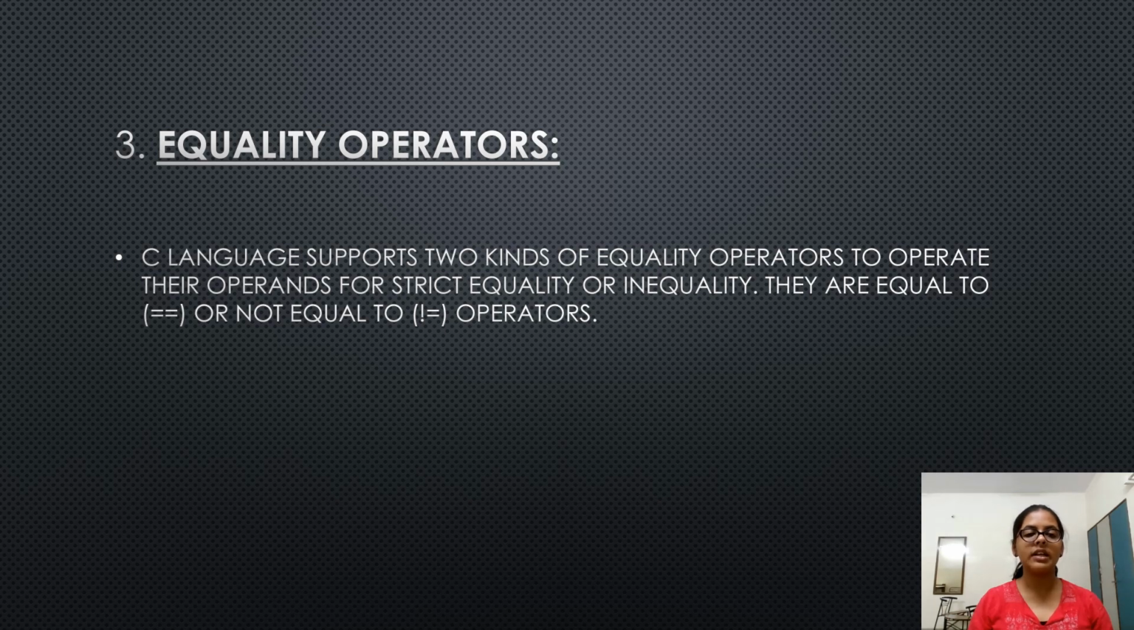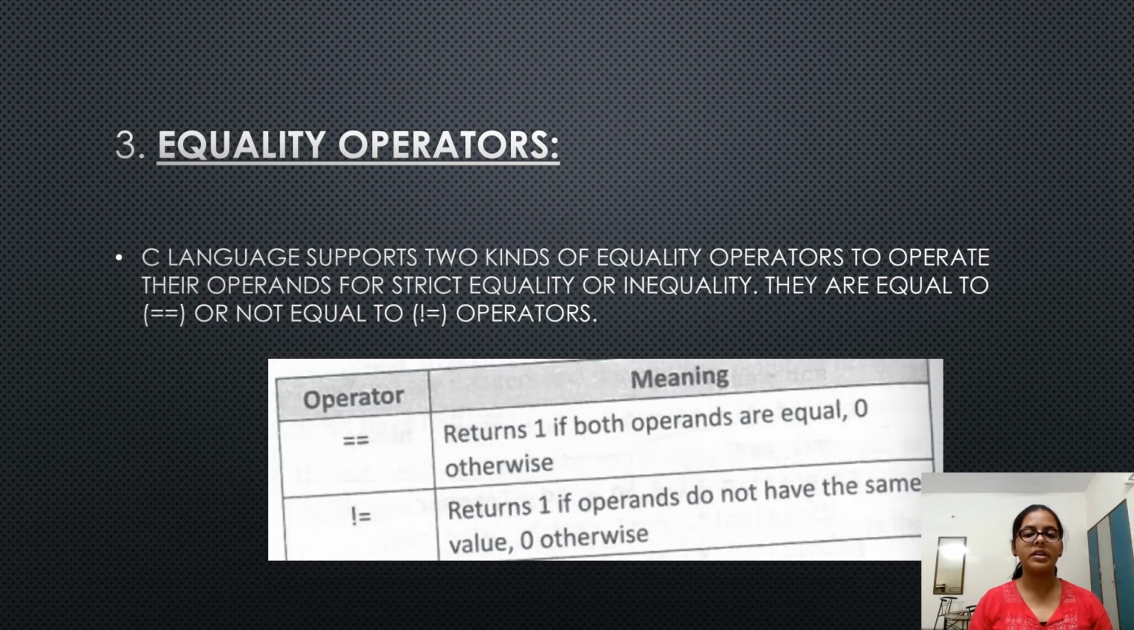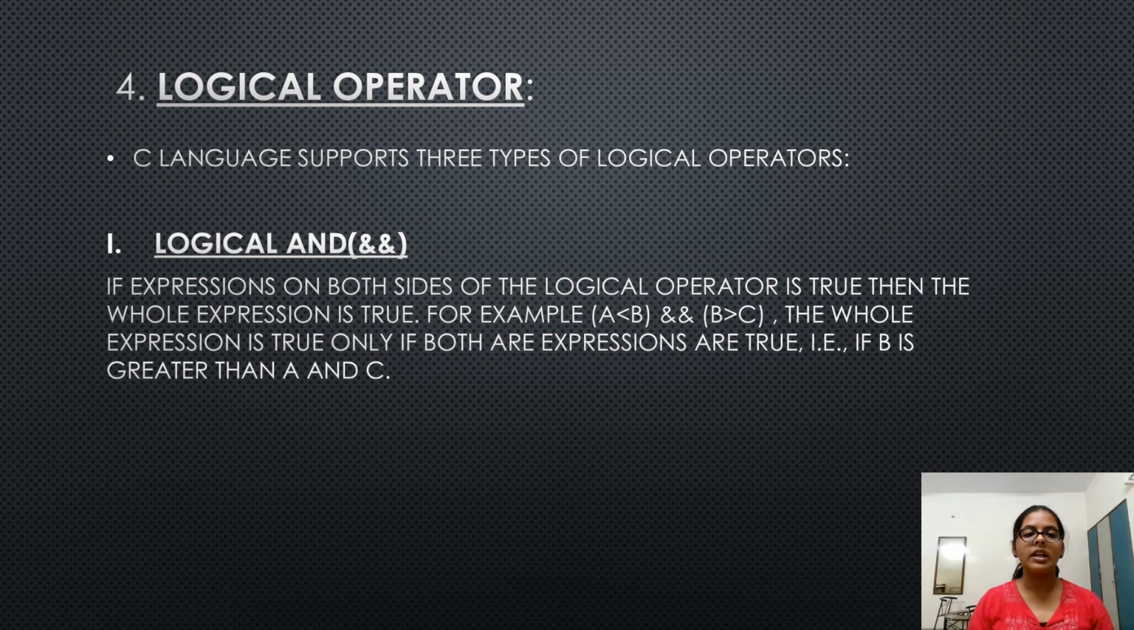So next, let's study about equality operators. C language supports two kinds of equality operators to operate their operands for strict equality or inequality. They are equal to or not equal to operators. Equal to returns 1 if both the operands are equal, 0 otherwise, and not equal to returns 1 if operands do not have the same value, otherwise 0.